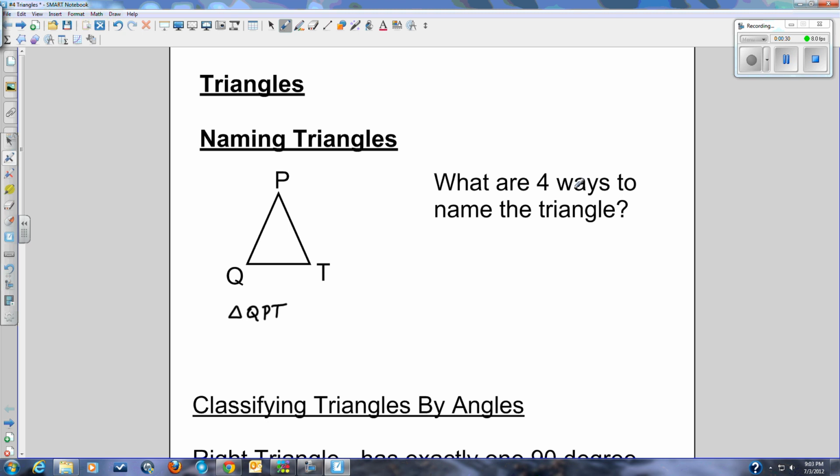Now, notice the question is what are 4 ways to name the triangle. So just put them in any order. We can say triangle QPT. You can say triangle TPQ. You can say triangle PTQ. You could say triangle PQT. Any way that you can put these in order. So this is just 4 ways that you could do this.